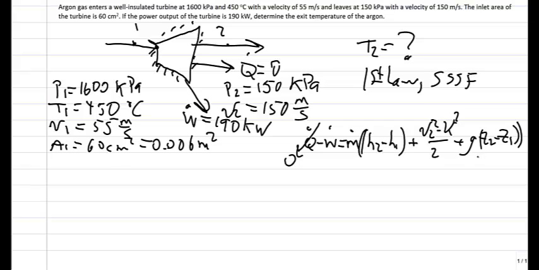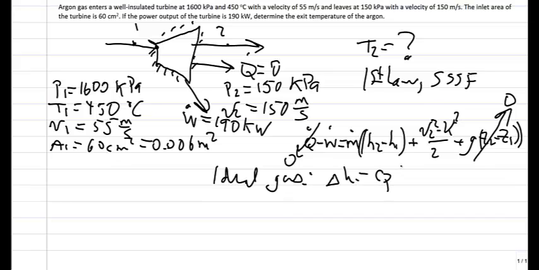We assume, like we do for all turbines, that the height change is minimal, so we'll neglect the change in potential energy. For gases like argon, since we don't have any thermodynamic property tables, we're just going to have to assume that argon is an ideal gas. Since it's an ideal gas, the enthalpy change is just equal to Cp times the temperature change. If we had Cp as a function of temperature, we could estimate the average temperature for the problem.